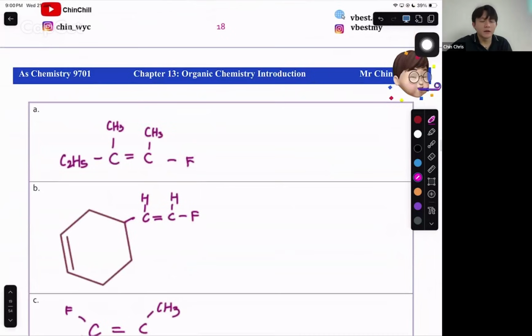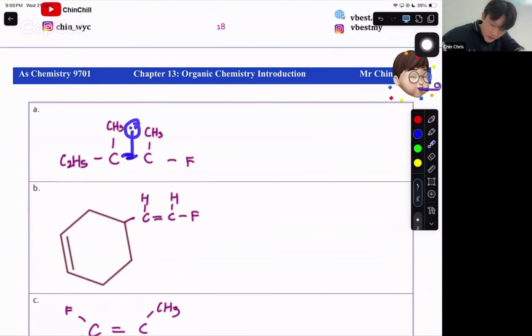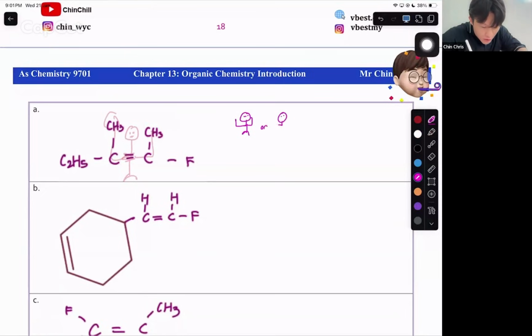First question. Can this show cis-trans or not? Yes or no? Can this show a cis-trans? Yes, of course. Can you see a stickman? Do you see this stickman? So you can either draw a cis isomer or you can draw a trans isomer, right? So the answer is 2 isomers, correct? Done. Clear?